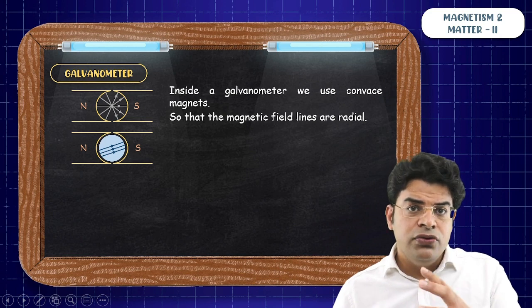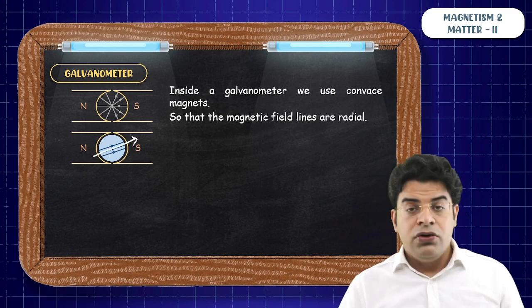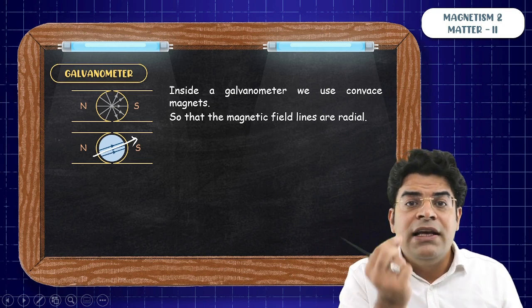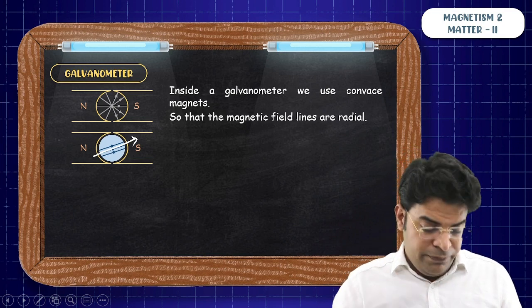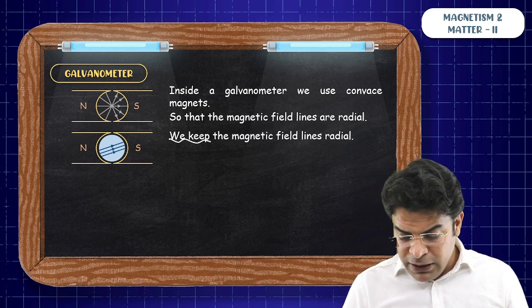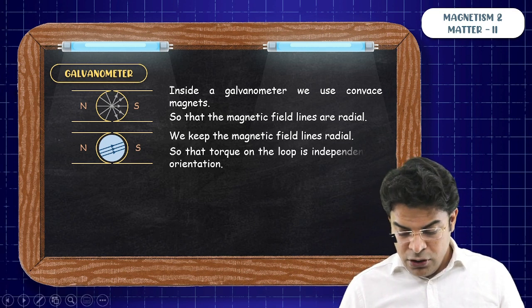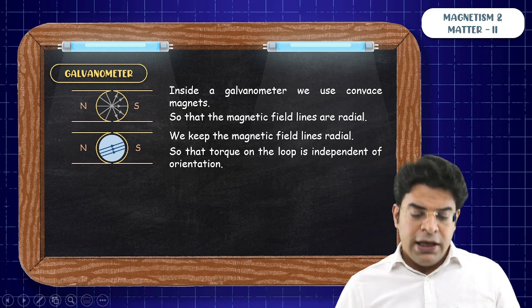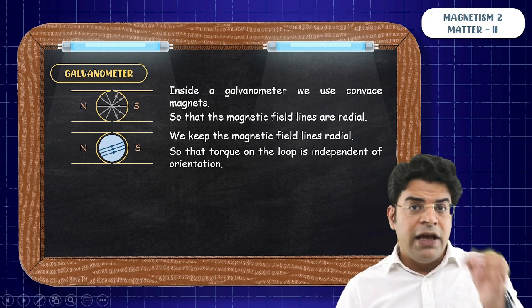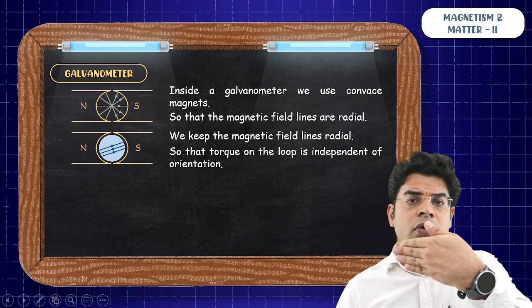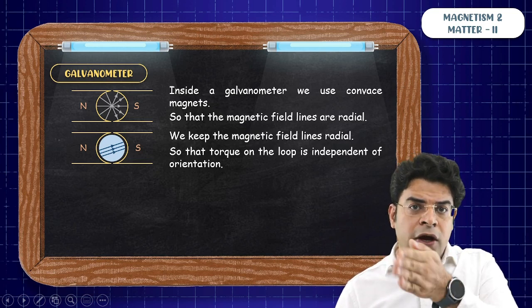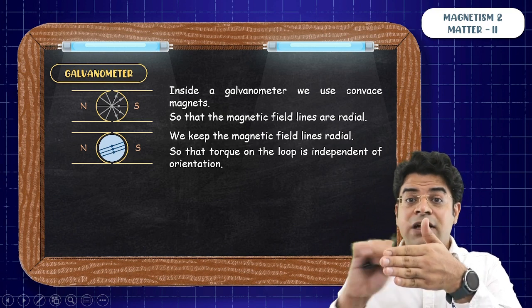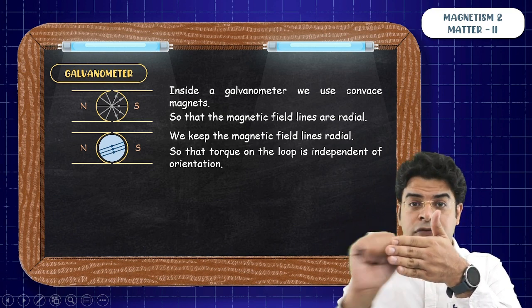That's why we use the radial magnetic field, so that the field which is applying the torque on the current carrying coil is the field which lies in its own plane. So we keep the magnetic field lines radial so that the torque on the loop is independent of orientation. Keeping radial magnetic field lines, we ensure that irrespective of the orientation of the current carrying coil, the magnetic field which applies the torque on the coil is the one which lies in the plane of the coil.